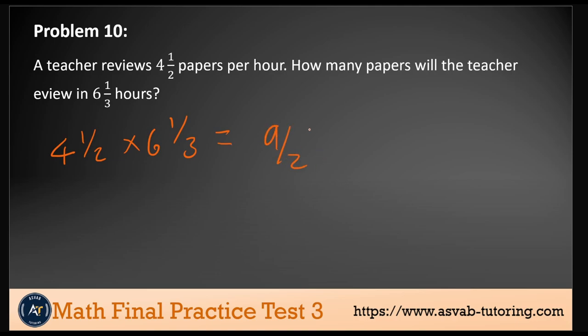That gives us 9 over 2, just to simplify it out, multiplied by 19 over 3, because we're turning the mixed number into an improper fraction. Then we have 57 over 2, and then we have 28 1/2 papers.